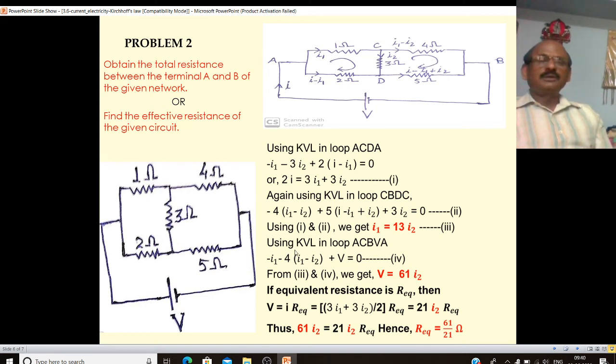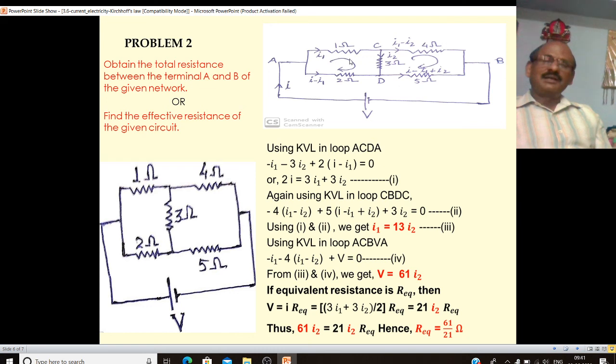And again using KVL in the loop A, C, B, V, A, meaning this way. You may take it this way, and the result will come the same. So hope in that way you will try. The equation will be minus I1, minus 4I1, minus I2, plus V equal to 0. So from here V equal to 61 I2.